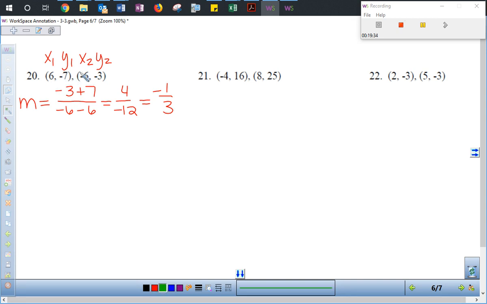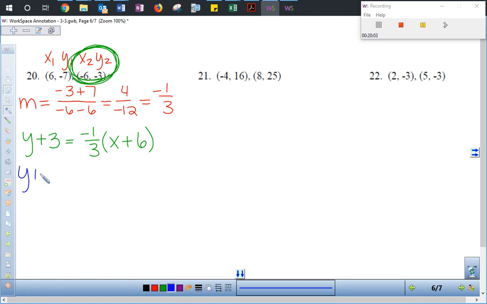Now we just need to choose an ordered pair. For me, I'm going to choose the second one this time. If you choose the first one, again, if you do the math right, you will end up with the same answer. So let's substitute it in. Y minus y sub 1 equals my slope times the quantity of x minus x sub 1. So I got y plus 3 equals negative 1/3 times the quantity of x plus 6.